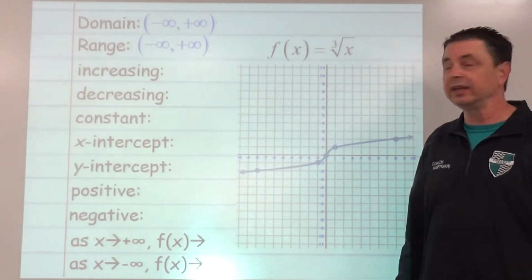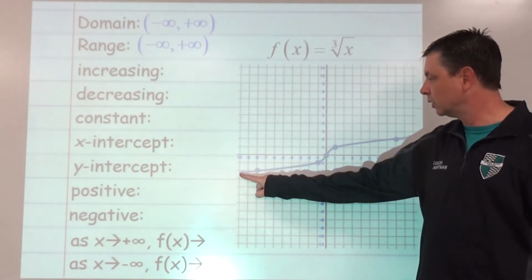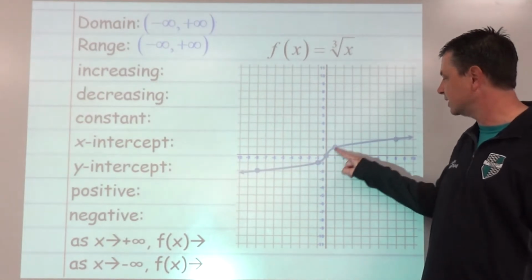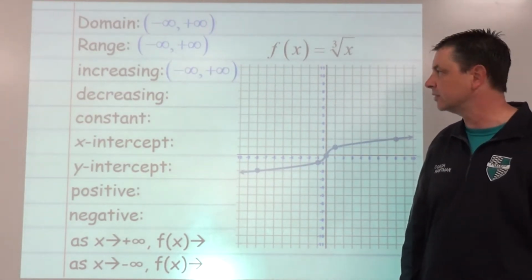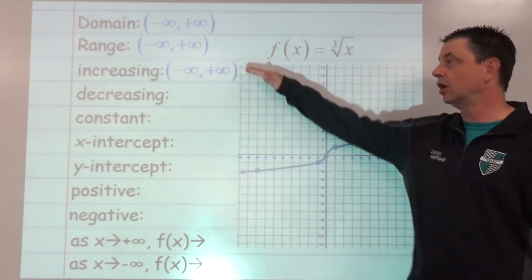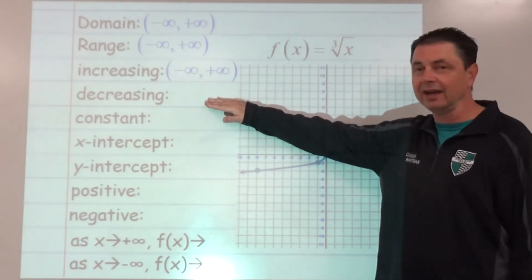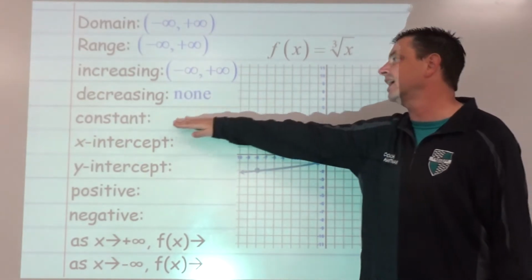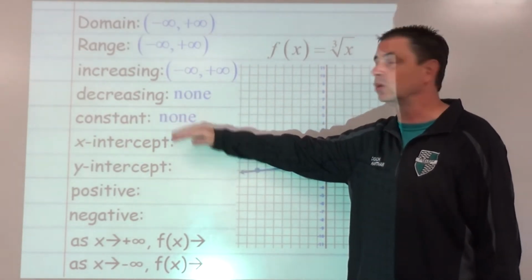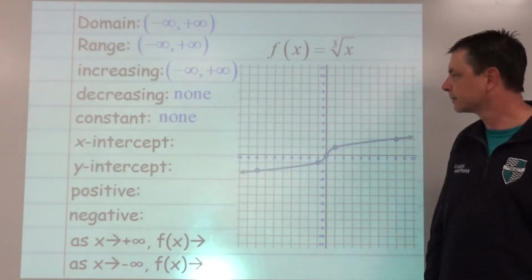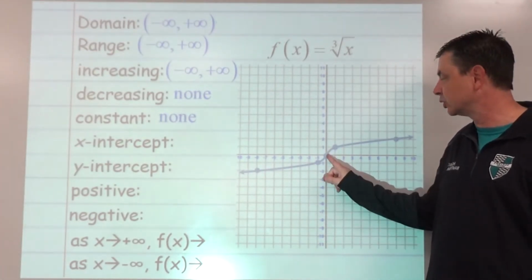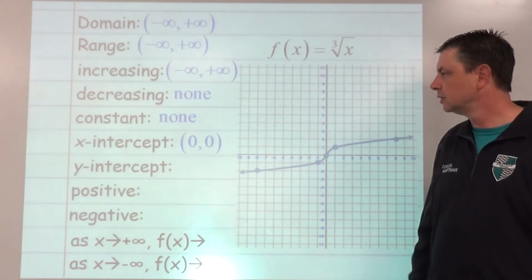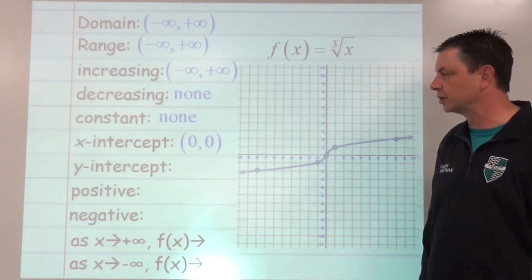On what domain interval is it increasing? Well, if we travel along from left to right, it's always going up. So from negative infinity to positive infinity. And if it's always going up, then it can't ever be decreasing, and it can't ever be horizontal or constant. Where do we touch or cross the x-axis? 0, 0. Y-intercept also 0, 0.